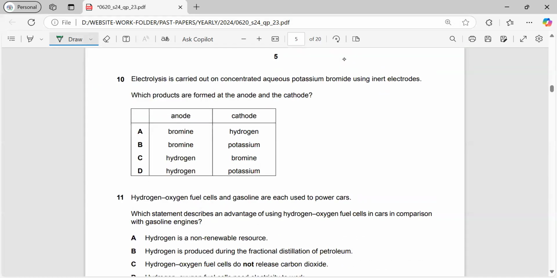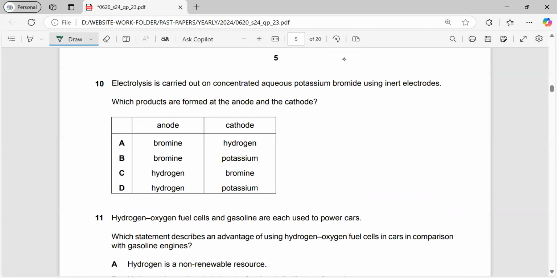Question number 10. Electrolysis is carried out on concentrated aqueous potassium bromide using inert electrodes. What products are formed at the anode and cathode? Now, keeping in mind that anode is positively charged and cathode is negatively charged, for the concentrated aqueous potassium bromide, let's write the ions. From potassium bromide, we get K positive and Br negative. These are the 2 ions we get from potassium bromide. Now, as it is an aqueous solution, we get water ions as well, H positive and OH negative.